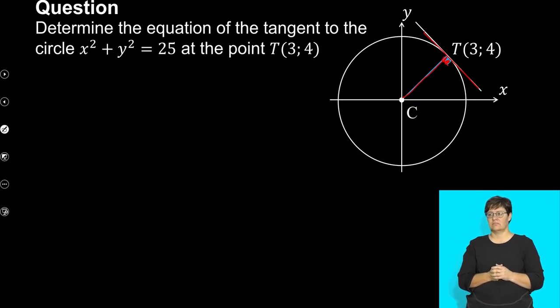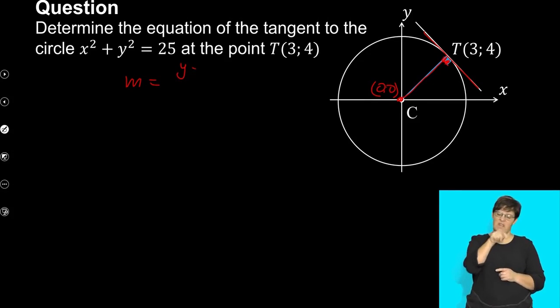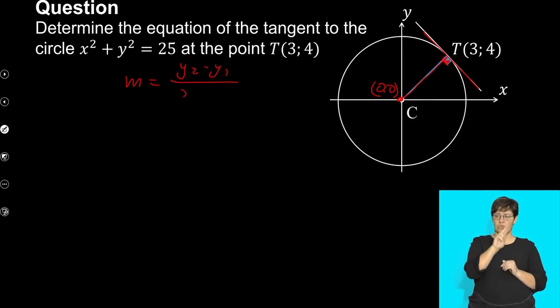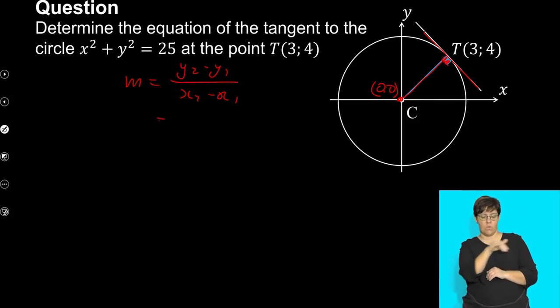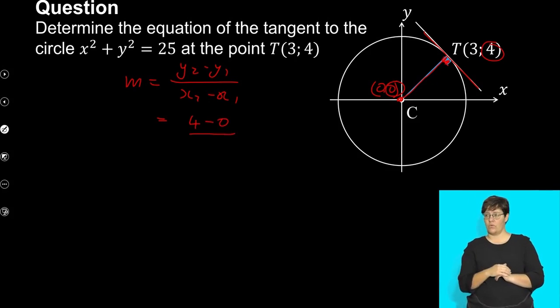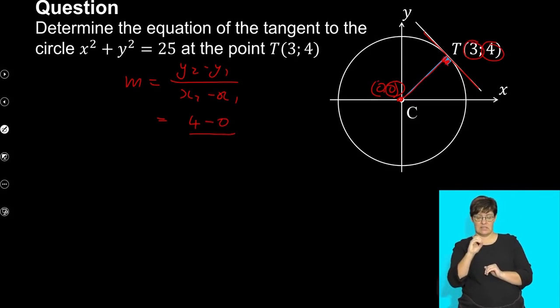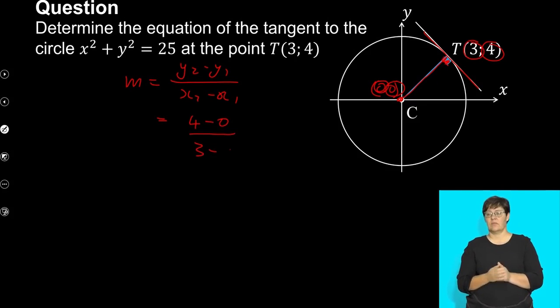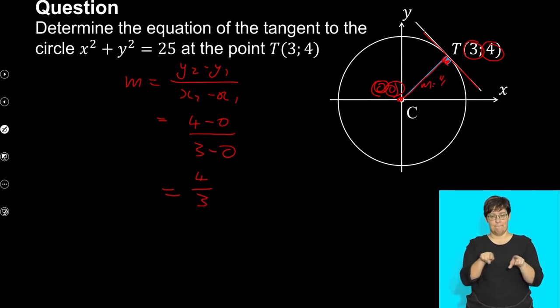The gradient of the radius from (0, 0), the center, to (3, 4). How did we calculate that? Well, the y value minus the y value over the x value minus the x value. So let's go y value 4 minus y value 0, over x value 3 minus x value 0. And I get the gradient of the radius equal to 4 over 3.